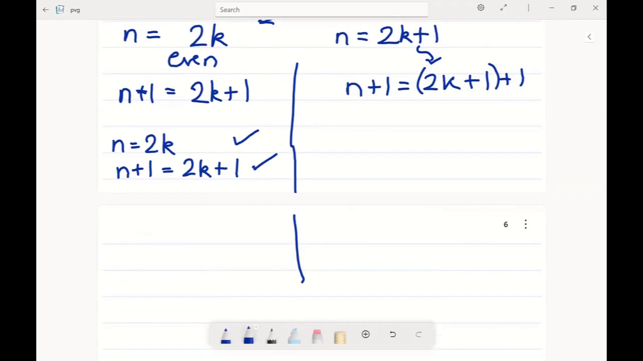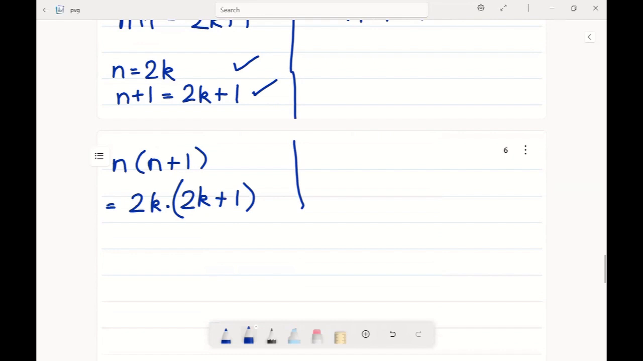What is the multiplication of the two numbers? It is equal to 2k into 2k plus 1. So do you see it is a multiple of 2? So it is 2 into something. It is 2 into k dash. What is the value of k dash here? Here k dash is k into 2k plus 1, which is an integer.